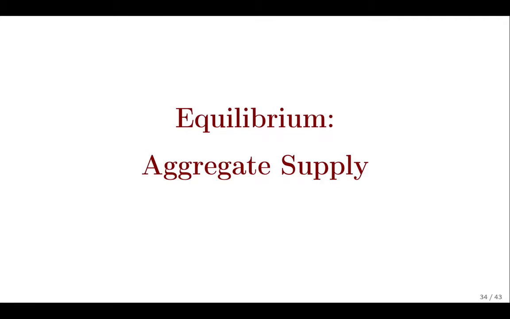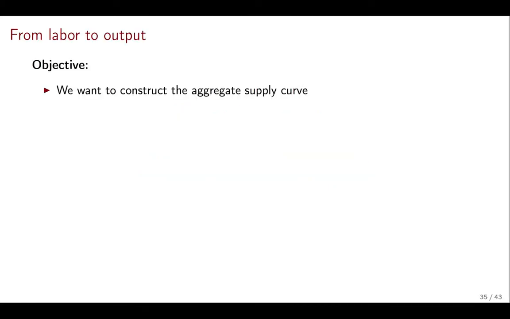Hello and welcome to our 8th video in our series on the real business cycle model. We are now halfway through the definition of equilibrium. In this video, we're going to be talking about the aggregate supply and how to derive it from the optimal decisions of consumers and firms. The objective is to construct this aggregate supply, that is, how much output is produced at each interest rate.